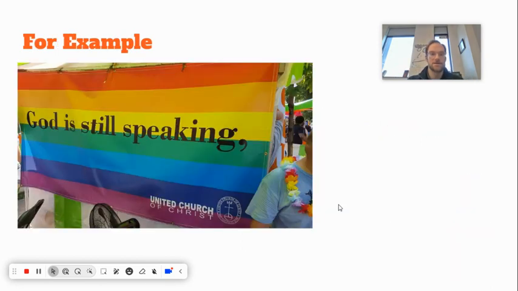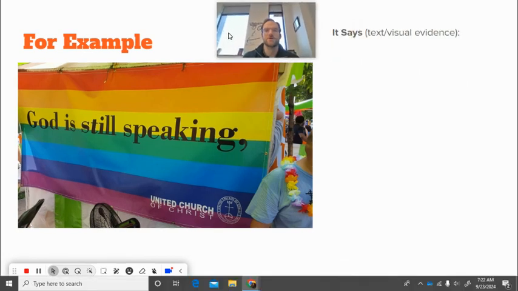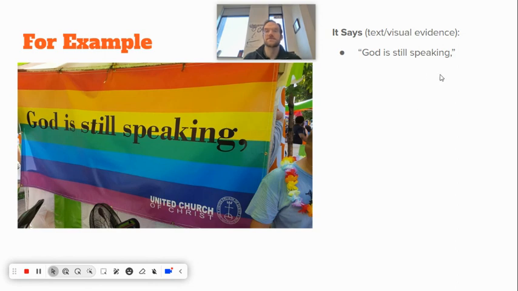So for instance, there's this flag. You've probably seen it before if you've driven up Asylum Street by that church with the blue doors that says God is still speaking on the rainbow background. And so let's make an inference about what's going on with this flag. So my text evidence is that it says God is still speaking, and it has the rainbow background. I see that. That's visual evidence for me. And it also says United Church of Christ in the bottom right corner.